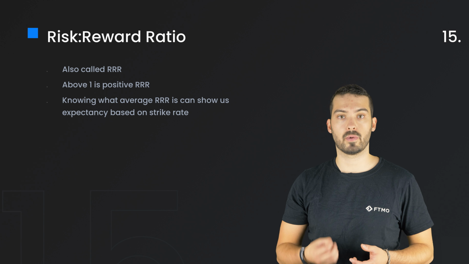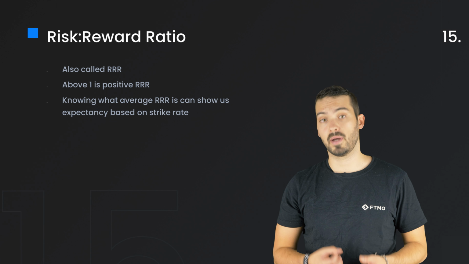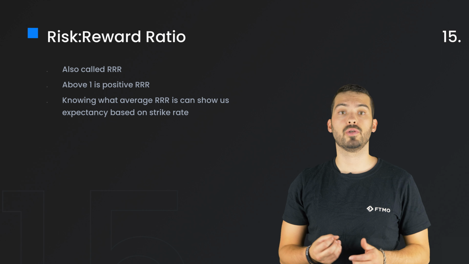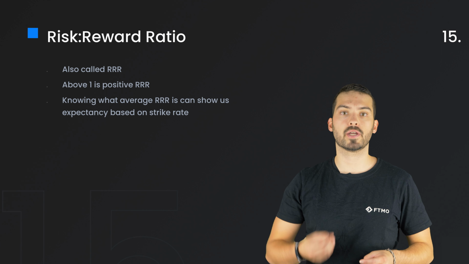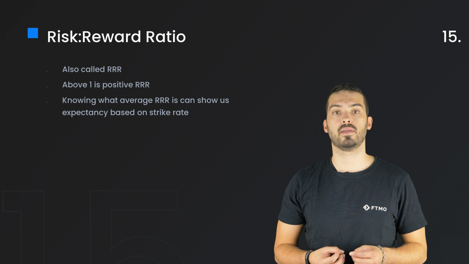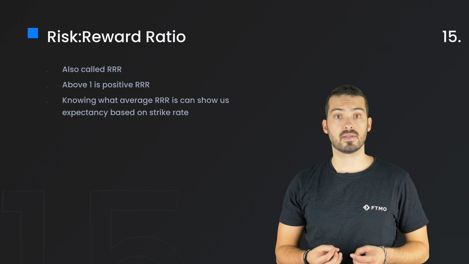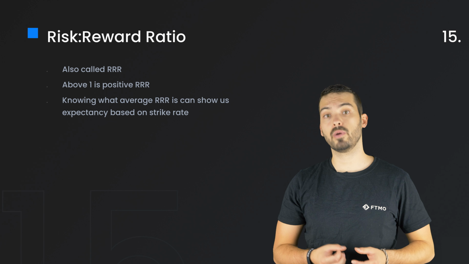With a 2 to 1 risk to reward ratio, you only need to be right 40% of the time to make money. The higher risk to reward ratio you have, the lower percentage strike rate you need to be a profitable trader. The equity simulator on our website is a great tool you can use to show the expectancy of your trading based on strike rate and risk to reward ratio.